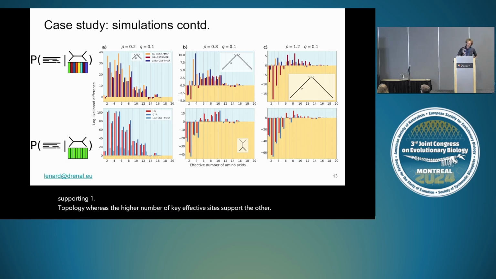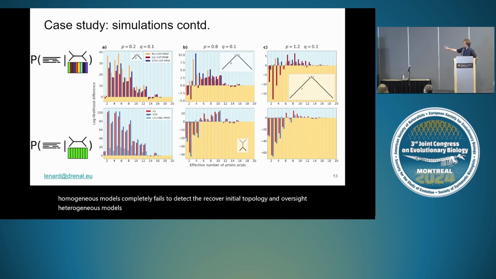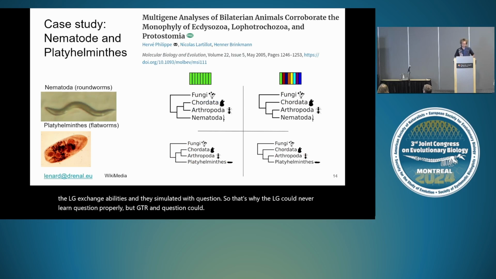And if you increase the difference even more to a 12-fold difference, then the site homogeneous models completely fail to recover the initial topology, and all site heterogeneous models do. You may ask about the red bars on the top right one. Those were the LG exchangeabilities, and we simulated with Poisson, so that's why the LG could never learn Poisson properly, but GTR and Poisson could. So let's anyway go to real-world examples.